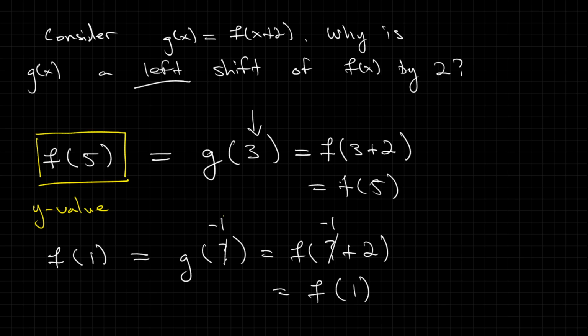So the x value that you plug into g has to be 2 less than the one that you plug into f in order for the y values to match. And that's the main idea about why this is a left shift for f of x plus 2.